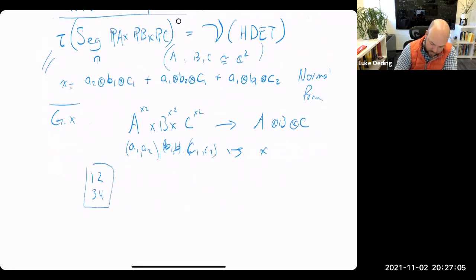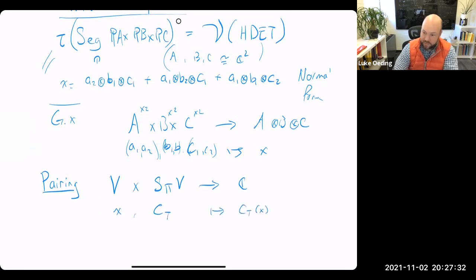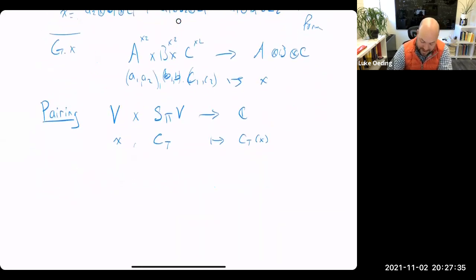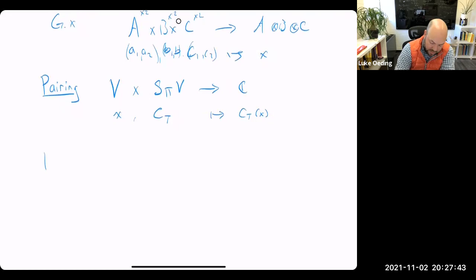So if we do this, let's just do one factor. Well, let me back up a second. What is going to be the pairing? Well, the pairing is V with S_pi V, a point in the ambient vector space goes to, okay, so I take a point here and I take a Young symmetrizer and I send it to CT of X. That's the pairing. This is not a perfect pairing or anything like that, but I could do something slightly better and describe bipolarization.